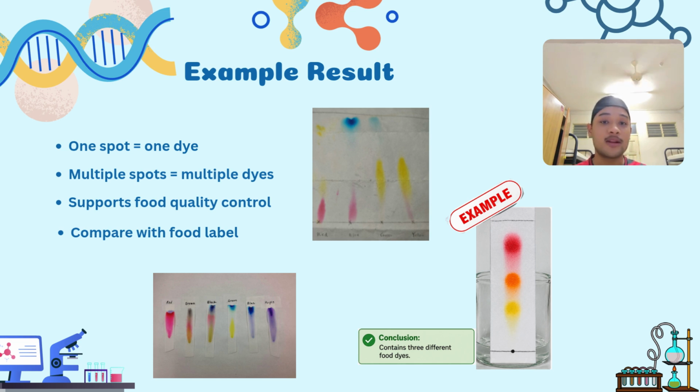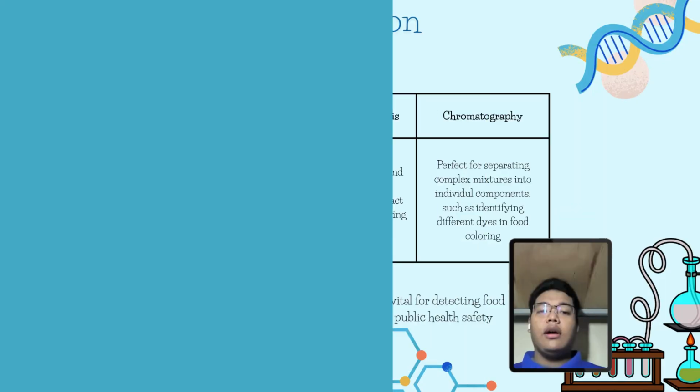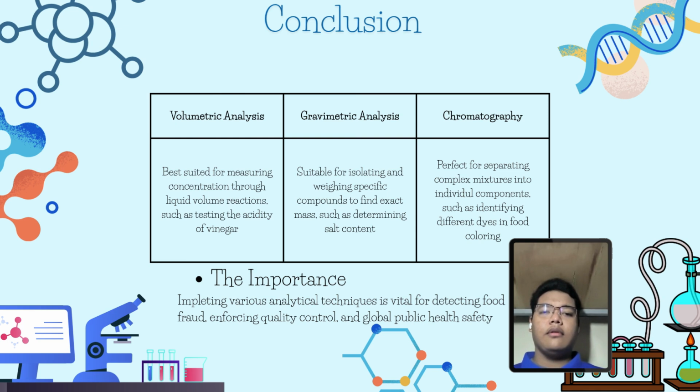If only one color spot appears, it means the candy contains a single coloring agent. However, if several spots appear, it shows that the candy contains multiple food dyes mixed together to produce the final color. Scientists can compare these separated dyes with standards to identify each coloring agent. This information helps verify food labels to ensure regulatory compliance and protect consumers from the use of unauthorized or excessive food coloring.